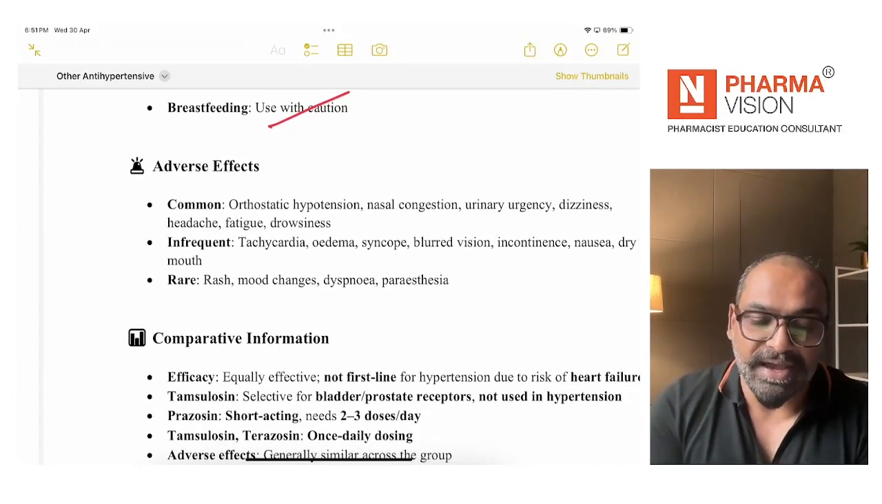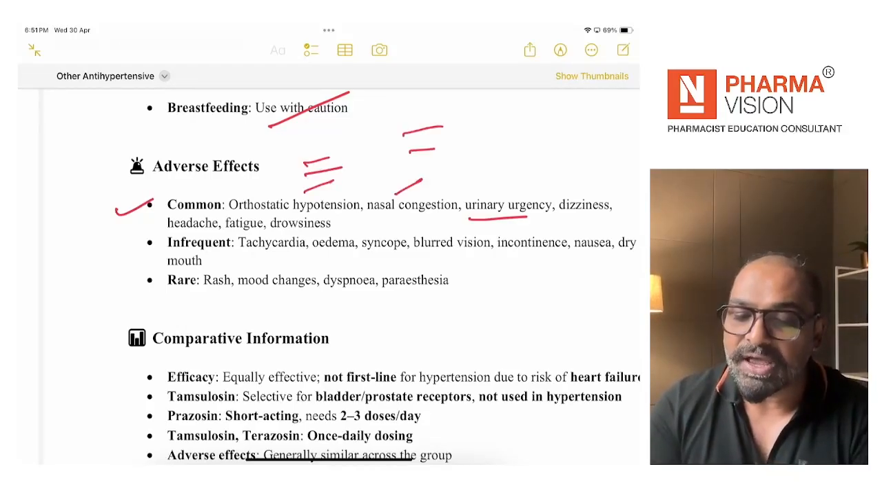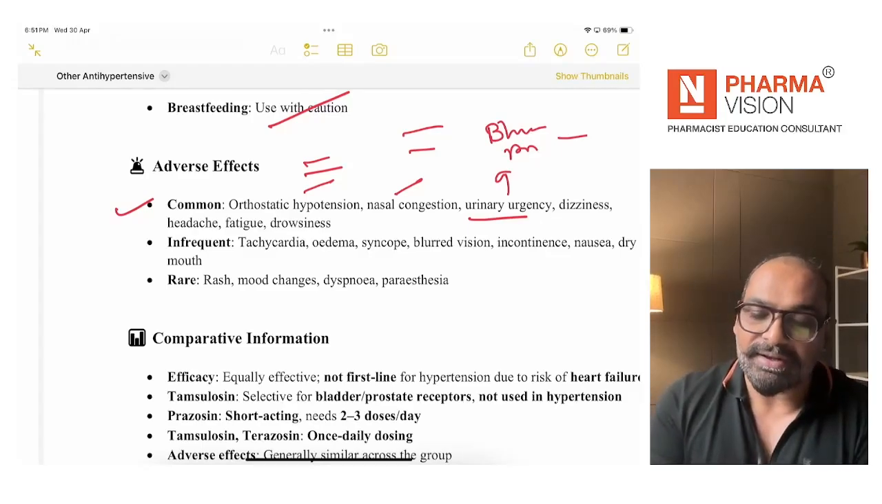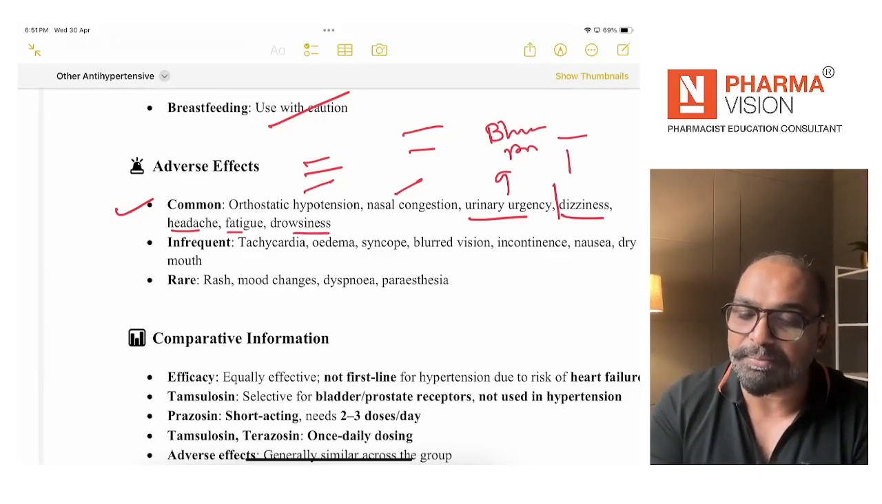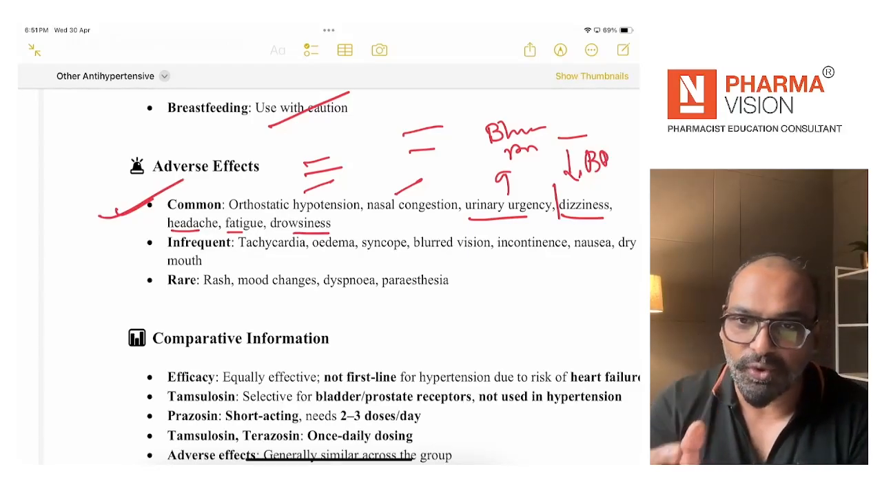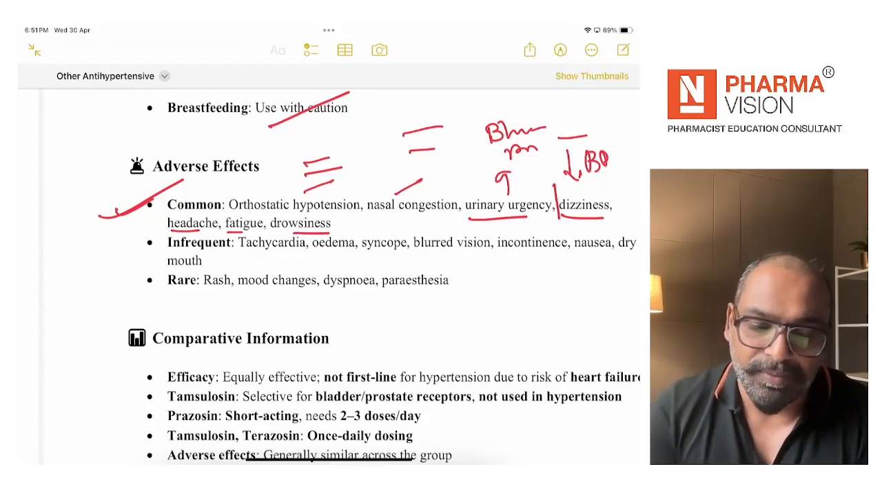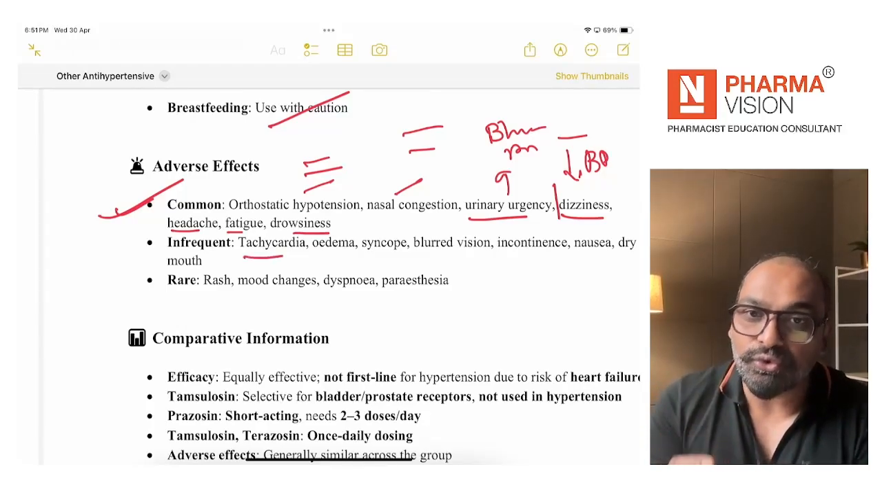But common side effects: orthostatic hypotension, and nasal congestion due to vasodilation. Urinary urgency is because of the bladder neck and prostate relaxation. Dizziness, headache, fatigue and drowsiness are because of the blood pressure reduction. So these are the very common side effects and are self-explanatory.